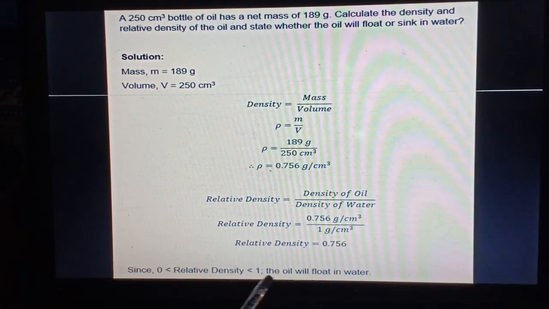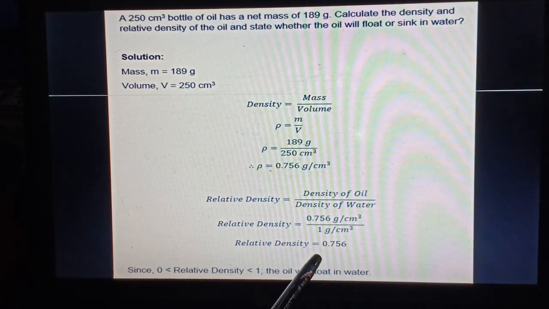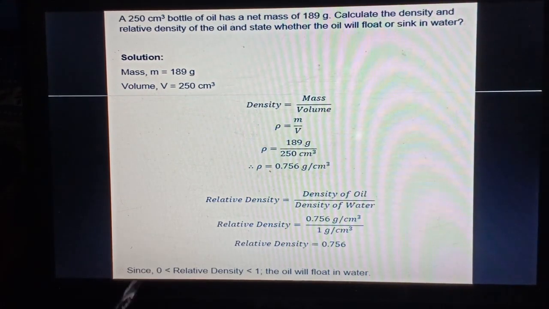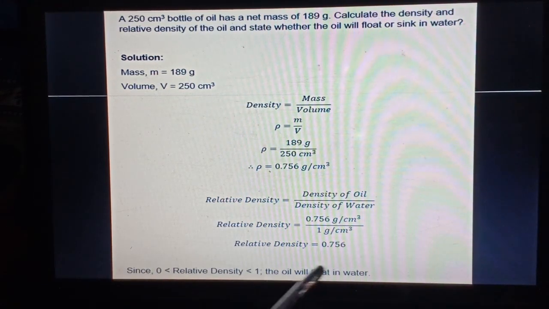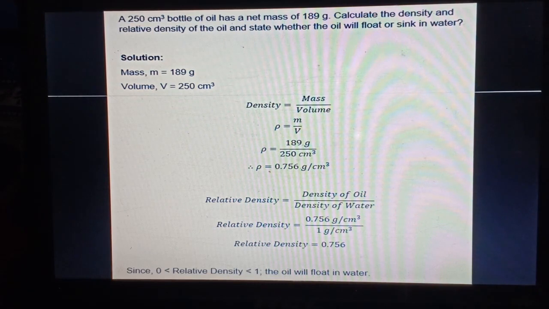Now as this relative density is less than 1, definitely the oil will float in water. If it had been equal to 1, then it would have been neutrally buoyant. If it had been greater than 1, then the body would have sunk. So this means that oil will float on water because the value of relative density is between 0 and 1. This is a problem that has been solved on the basis of relative density.